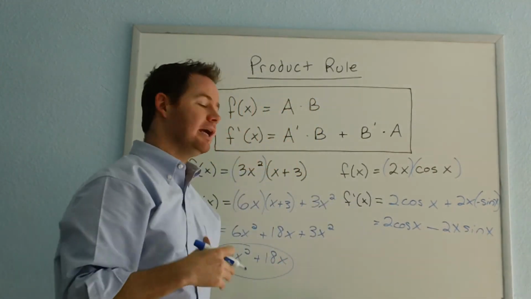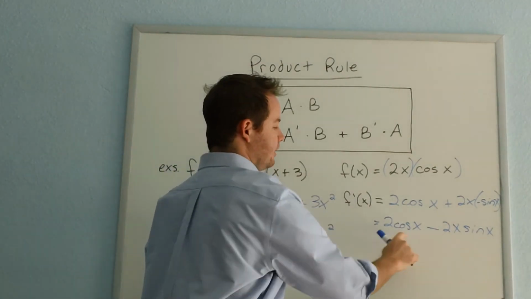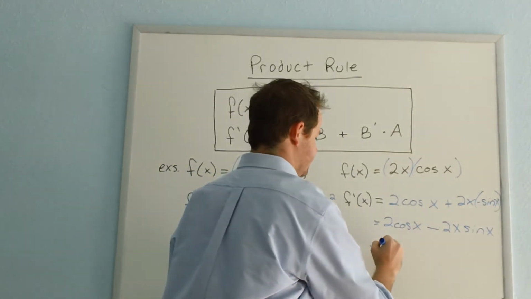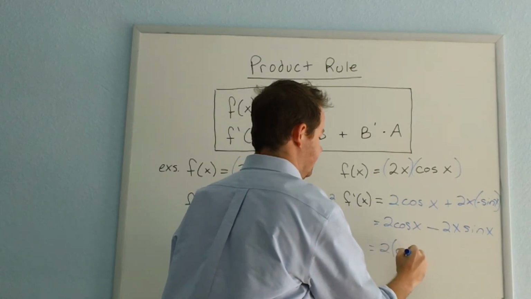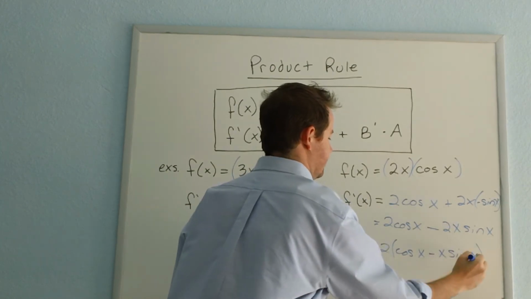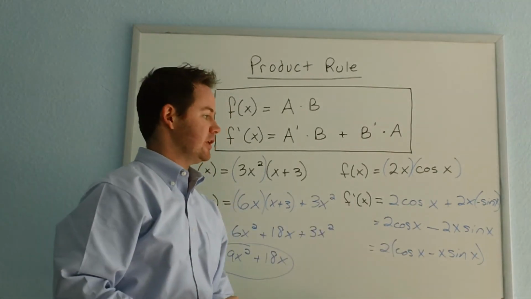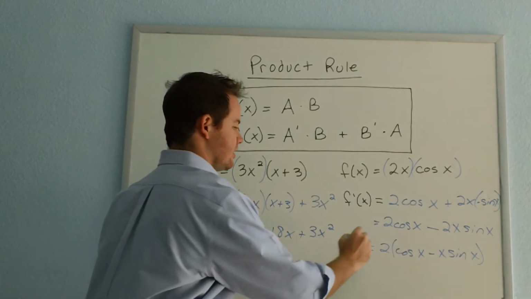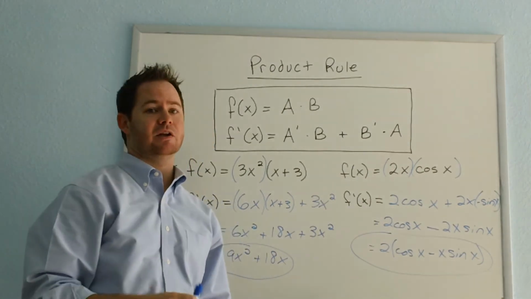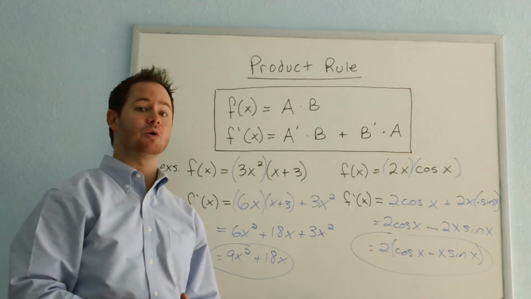sine x. And occasionally, and this might depend on the preference of your teacher or your professor, you can pull out values that the two parts of your expression have in common. So in this case, we could factor out a 2, and you might see your answer in your book written as 2 times the quantity cosine x minus x sine x, rather than this version of the expression. In either case, as long as we take the derivative of the first expression times the second and add the derivative of the second expression times the first, then we will successfully get the correct answer for product rule questions.